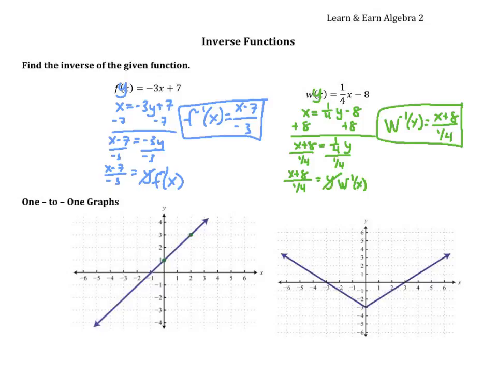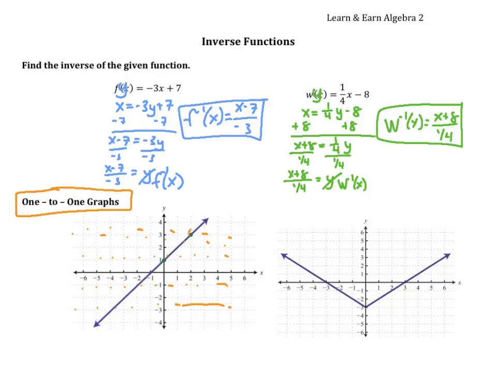Now, the next thing we're going to talk about is, what does it mean to be a one-to-one graph? If you think back, you might remember the vertical line test. Well, for this, we're going to talk about the horizontal line test. So you're going to draw horizontal lines all across your graph. Now you need to ask yourself, how many times does each horizontal line touch the graph?